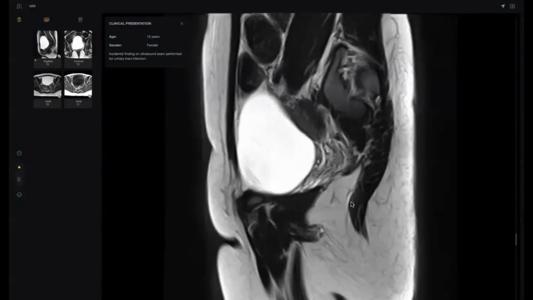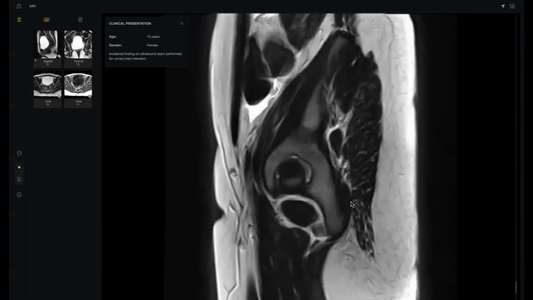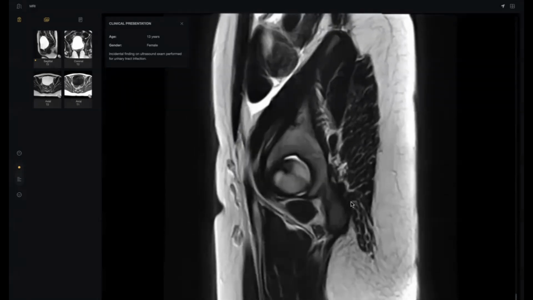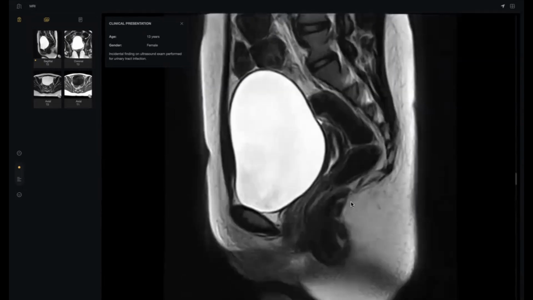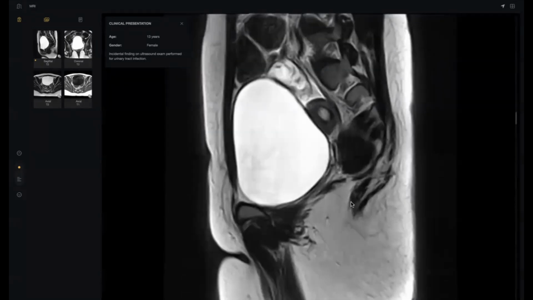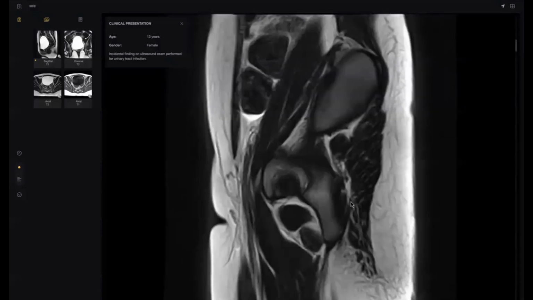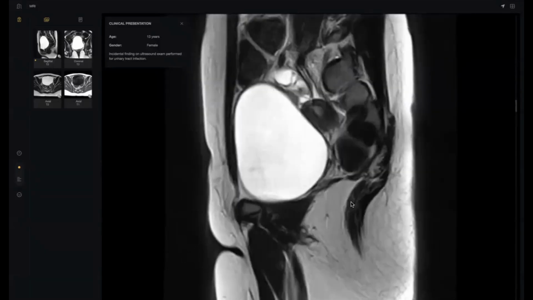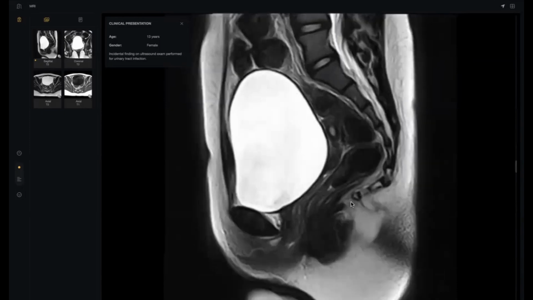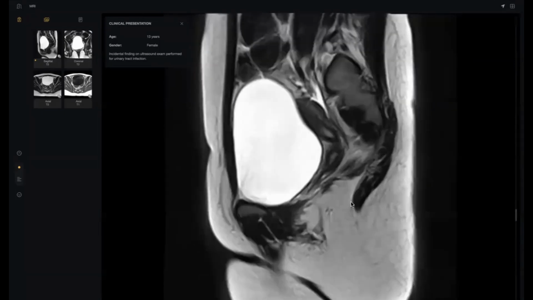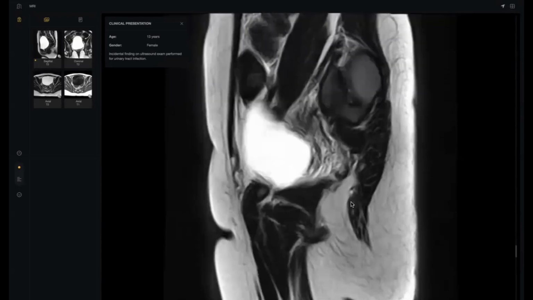So I am presented with a 13-year-old female patient, with an incidental finding on an ultrasound examination performed for a urinary tract infection. I am presented with an MRI pelvis, sagittal T2-weighted images of a female patient, in which I can see marked distension of the urinary bladder, and the uterus appears unremarkable.